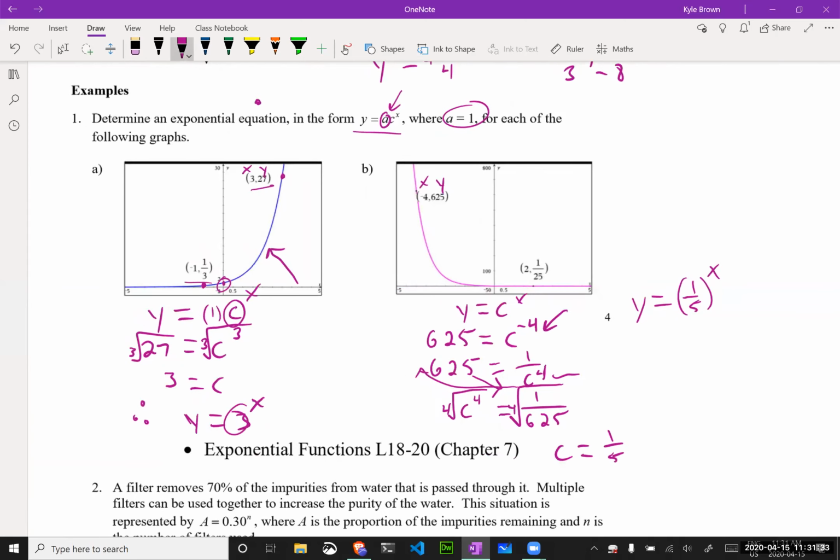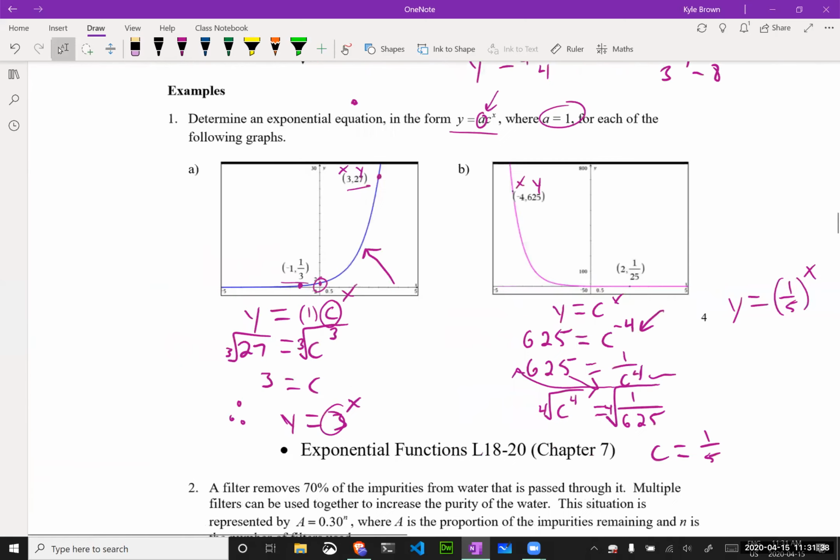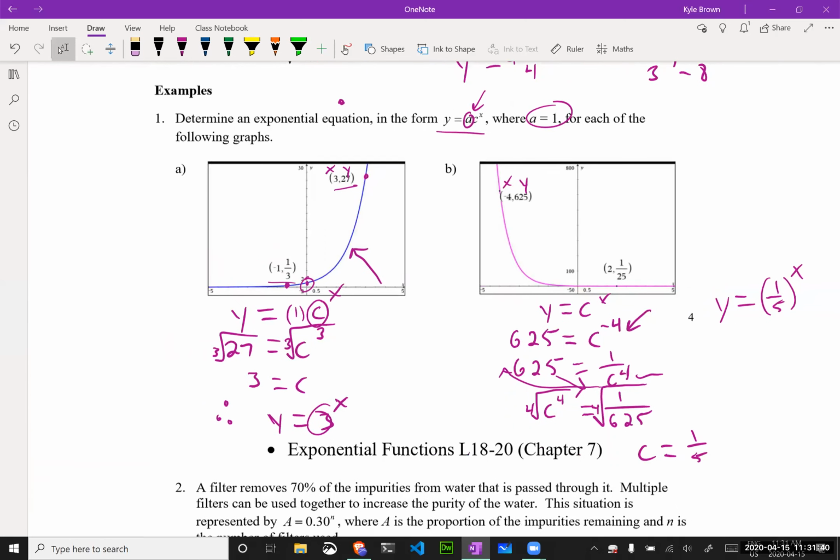So in that case, what we're going to do, I'm going to do it over here just so I can still see the graph here. So we're going to do it for both of these cases. So here, I'm going to write it out. We'll say y is equal to a c to the x. Okay. And I'm going to write in what I know using this point.